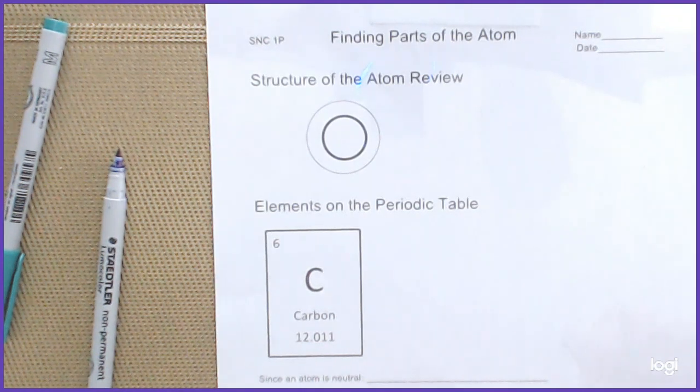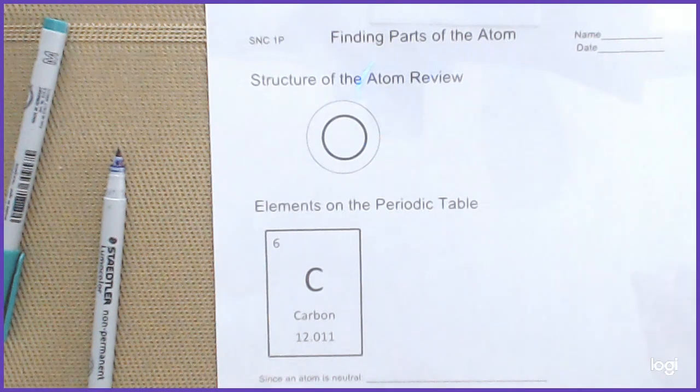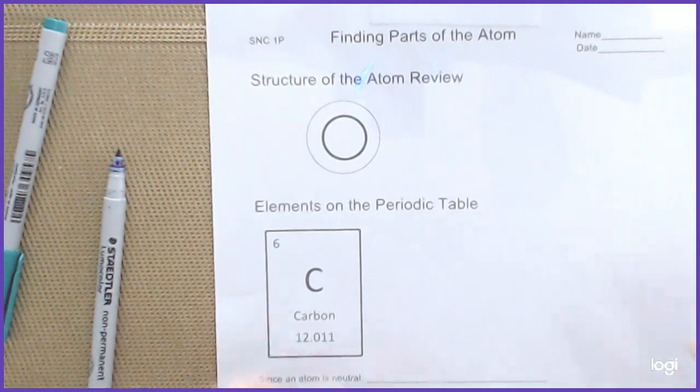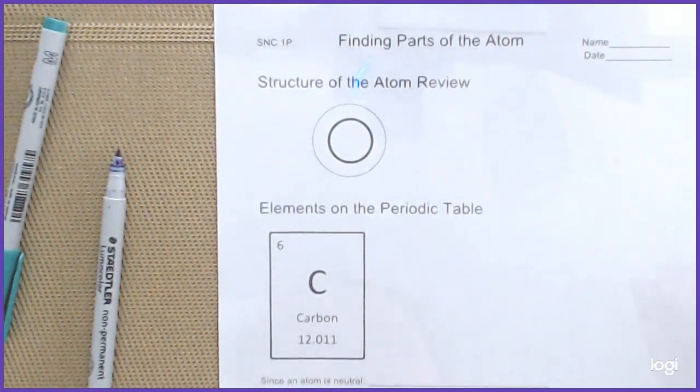What we're going to do now is figure out how to find out how many protons, electrons, and neutrons are in the atom. So how do we find the parts of the atom? Before we start, we're going to review the structure of the atom.